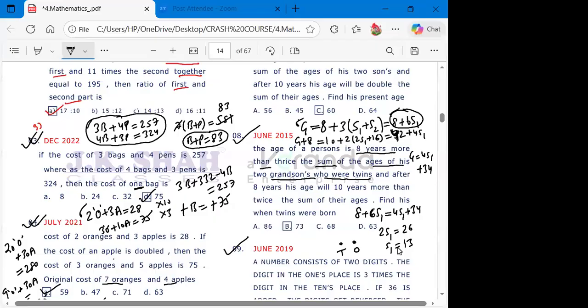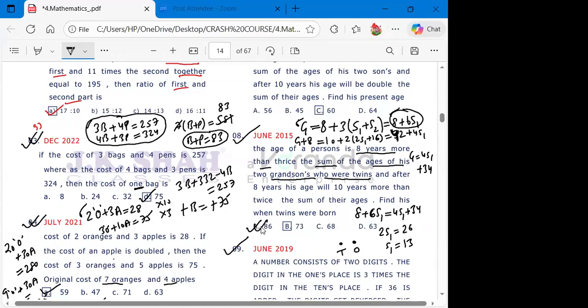Do calculate one thing, whatever I'm saying. Just calculate 13 plus 13 into 3 plus 8. Sir, answer has to be this. Answer has to be this.